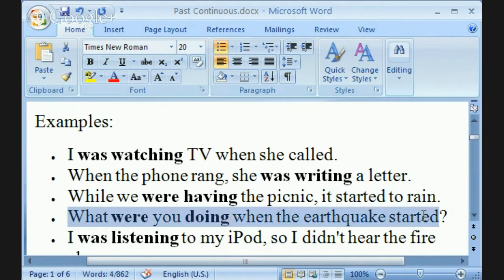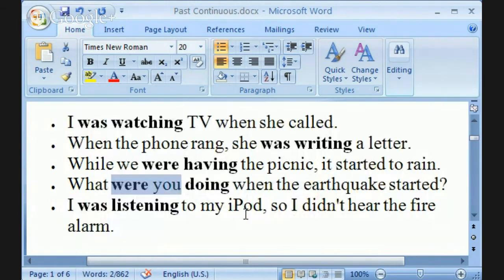What were you doing when the earthquake started? In the question form, of course, we have reversed the auxiliary verb and the subject noun. If we have a question word, who, what, where, why, when, that will go first. Then the normal inversion of the first auxiliary and the subject noun.